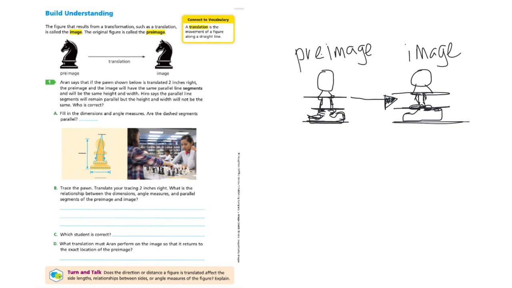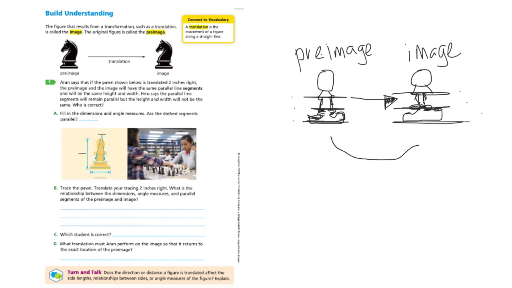And so I kind of did my own little drawing over here that you can see. Not beautiful, but you can kind of see that the lines that were parallel before are still parallel in the image. Okay, let's keep reading. The pre-image and image will have the same height and width. Hero says the parallel line segments will remain parallel, but the height and width will not be the same. So think about which person is correct in what they're saying.